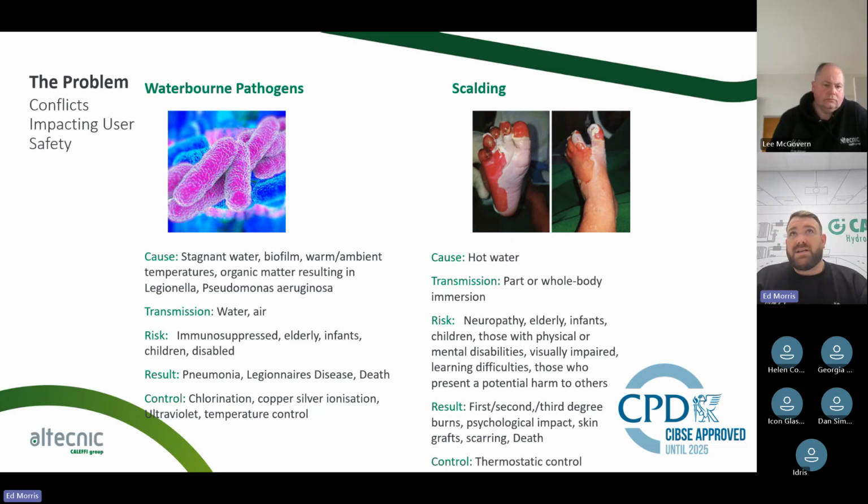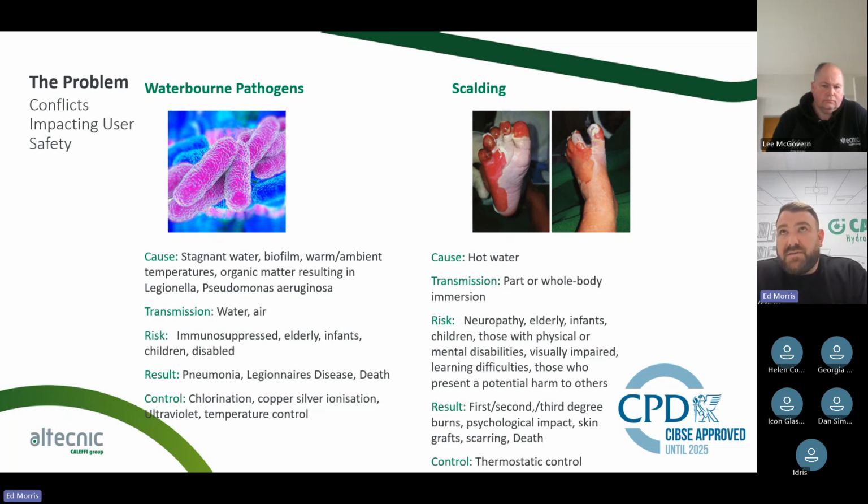Copper silver ionisation again is another way of controlling that bacterial growth. Ultraviolet, a very simple way, passing it through a UV filter. But temperature control is an effective way because we can see what those temperatures are. And we know the impact that the rising temperature has on killing those waterborne pathogens that are in the system. So we look at the flip side of it. We talk about keeping the water hot.